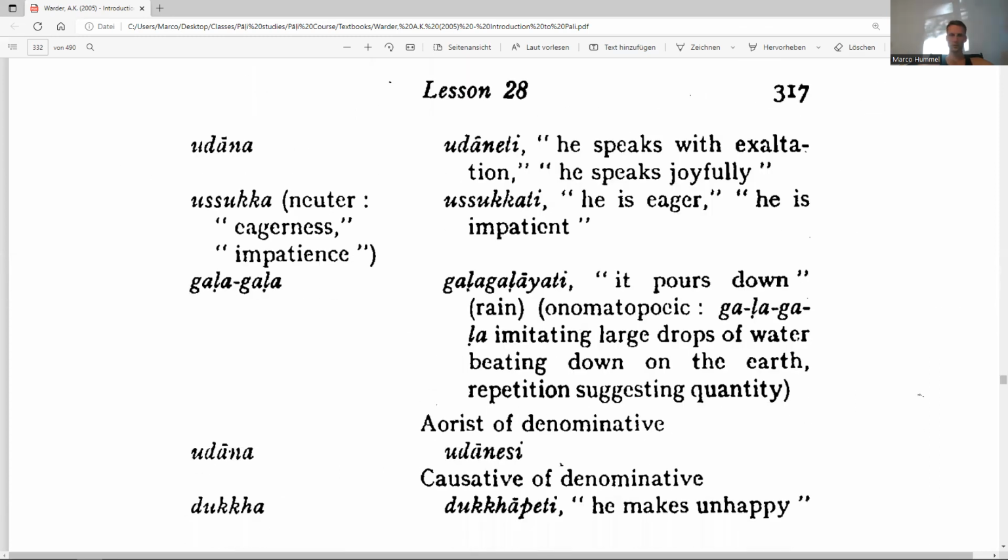Udana, exalted speech, or an exalted or joyful utterance. And then we have udaneti, he or she speaks with exaltation or joyfully. Usukka, eagerness or impatience. Usukkati, he or she is eager or impatient.